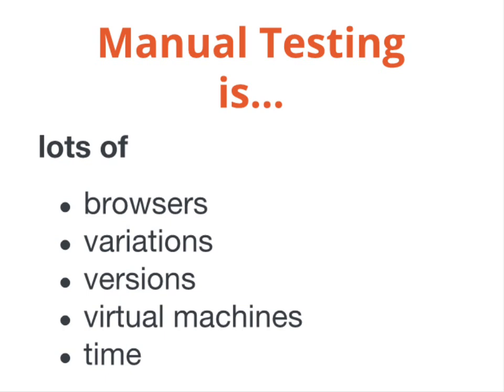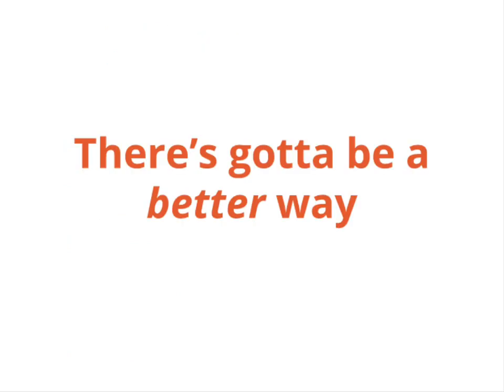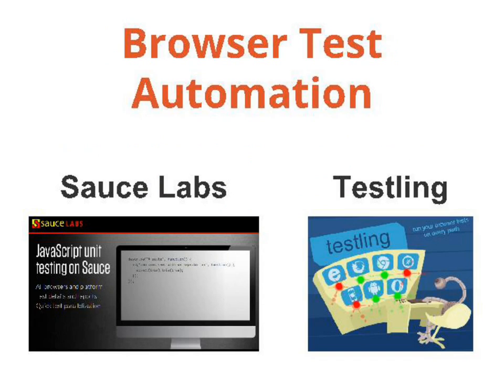So this led to things being like, I tested on 5 browsers, 5 environments, 6 builds, 30+ versions. And so I said, there's got to be a better way. And the better way is browser test automation. And there's a couple of options for browser test automation. I'm going to cover Sauce Labs, but there's also Testling.